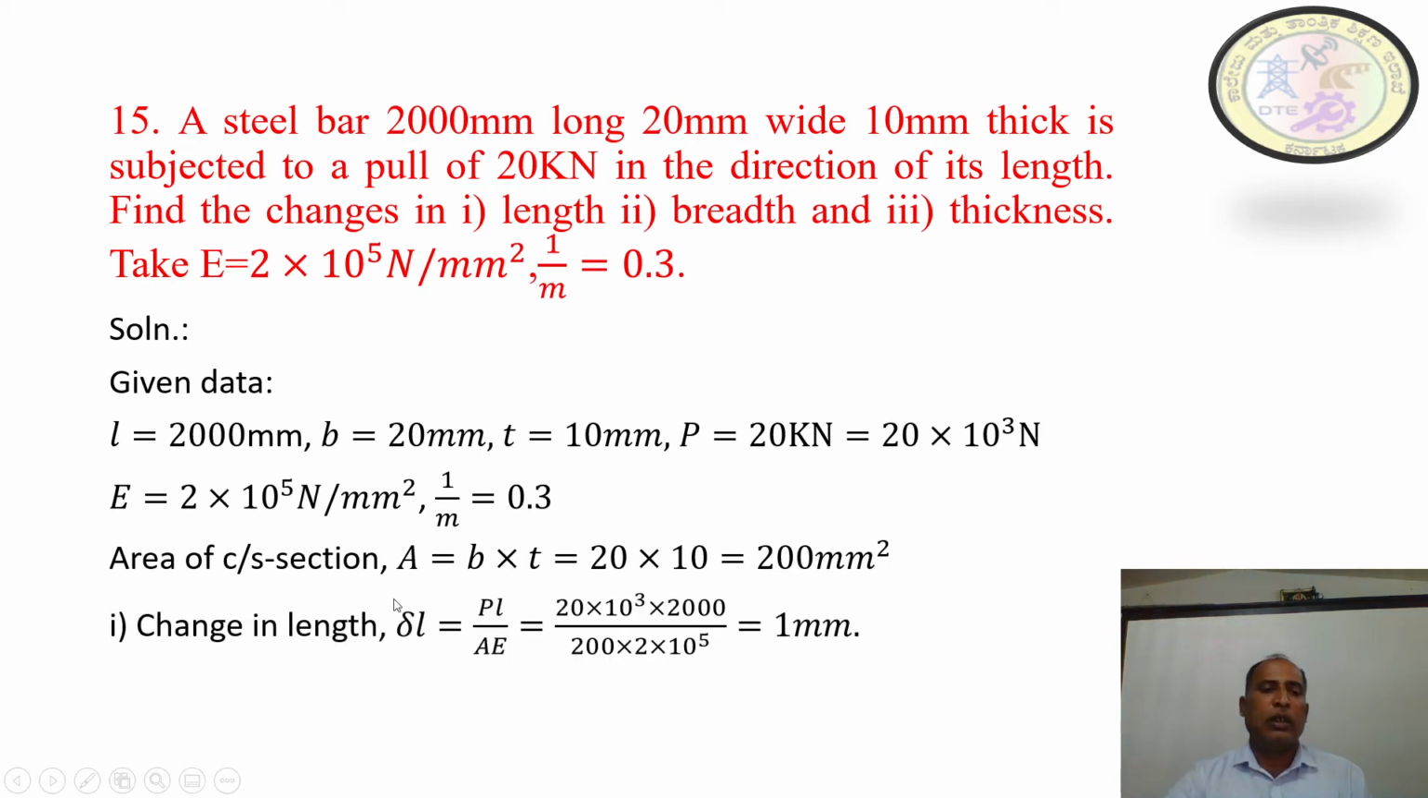First, change in length. As we know that change in length delta L is equal to PL by AE. So substitute all the values in this equation, as P is 20 into 10 raised to 3 Newton and length is 2000 mm and area is 200 mm square and the Young's modulus is 2 into 10 raised to 5. So therefore change in length delta L is equal to 1 mm.